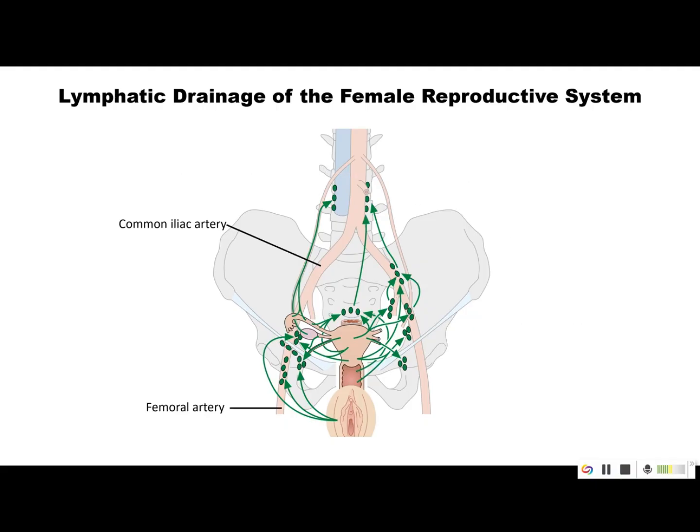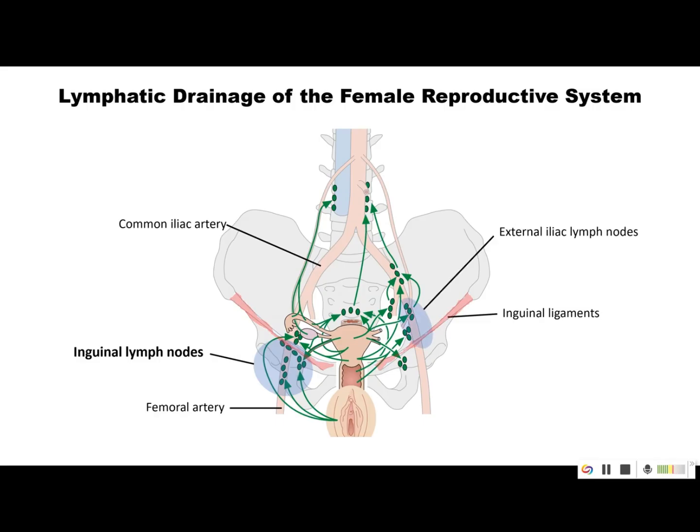All the structures of the female external genitalia, also known as the vulva, are drained by the inguinal lymph nodes. The labia majora and minora, the clitoris, vestibular bulbs, and the greater vestibular glands and vaginal opening are drained by the lymph nodes found below the inguinal ligaments and within the femoral sheath medial to the femoral vessels. The inguinal lymph nodes drain into the external iliac lymph nodes.